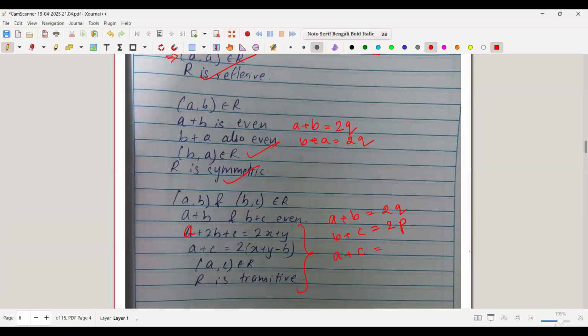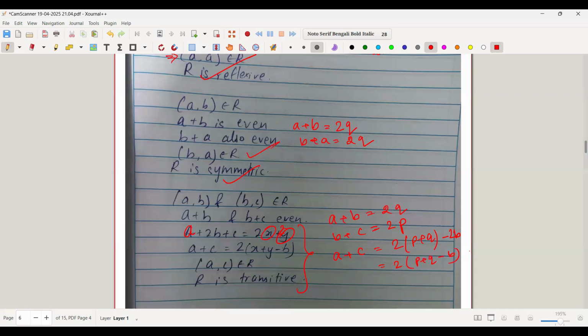So here it is 2y, not only 2x and 2y. Where did this xy come from? You have to write this fast. Like 2p or 2q, and then A plus C equal to 2p plus q minus 2b. Now you have to write p plus q minus b.